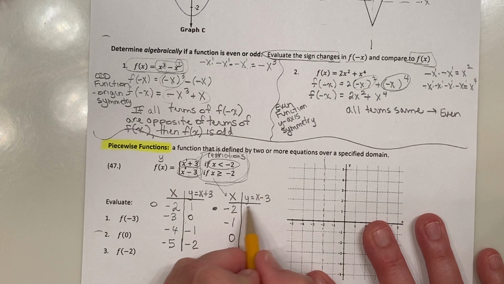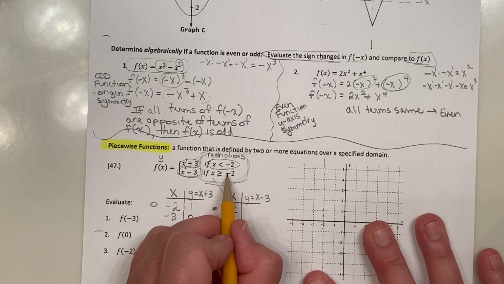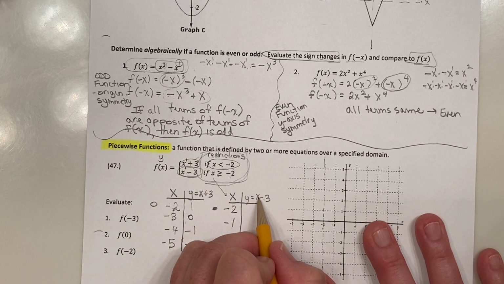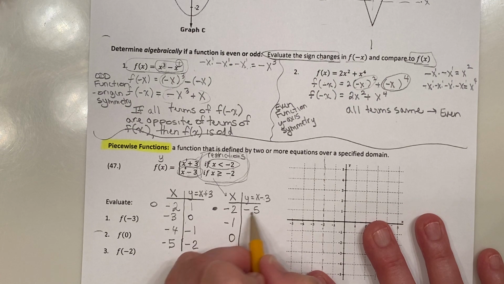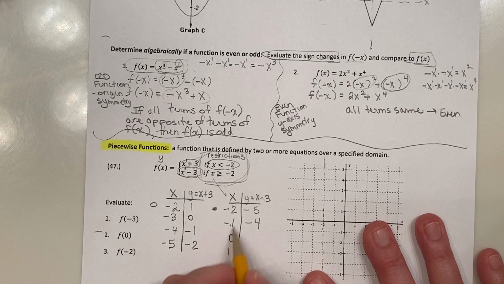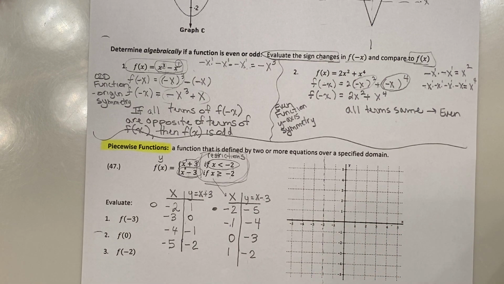But now we have to plug these x values into this equation because these are the restricted x values for that equation. When x is -2, I subtract 3 and I get -5. -1 goes in for x, minus 3 is -4. 0 minus 3 is -3, and 1 minus 3 is -2. Now what we do is we go and we take all these ordered pairs and we place them on this graph.